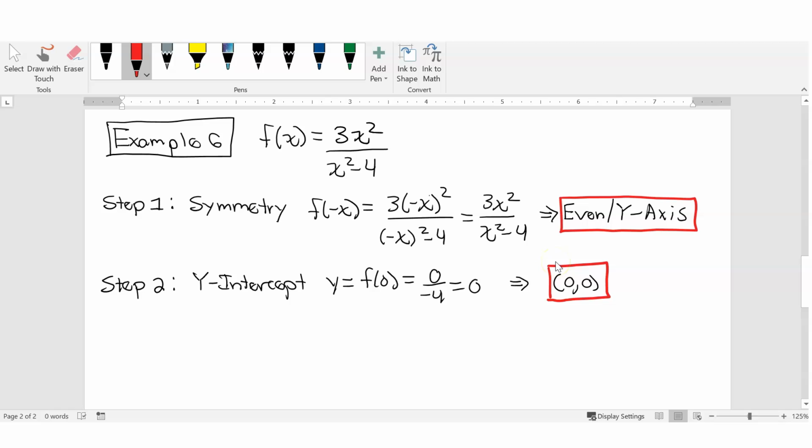Step 2 is find the y-intercept. So we'll substitute 0 for where we see x into the function. We'll get 0 divided by minus 4, which is 0. So in coordinate point form, that will be 0, 0, or the origin.